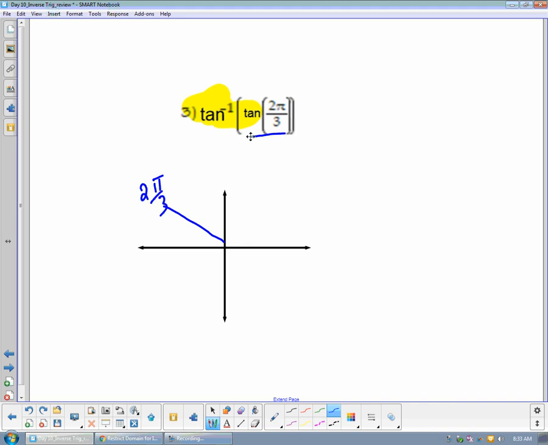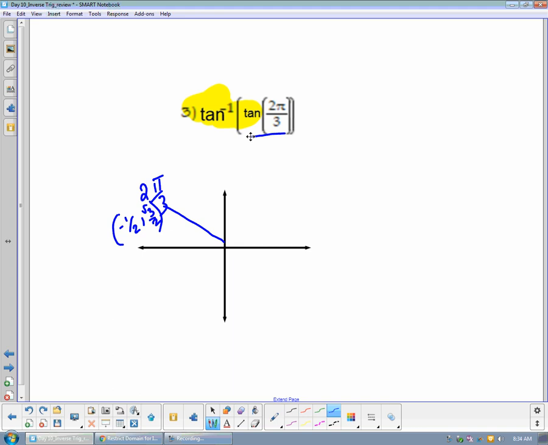I know because of the unit circle and my memorization of the unit circle that at 2 pi over 3, cosine is negative 1/2, and sine is root 3 over 2. And if I wanted to find the tangent of that angle, I would just do sine over cosine. But that's not what I'm being asked to do here. I am asked to undo tangent of 2 pi over 3 using the inverse tangent.